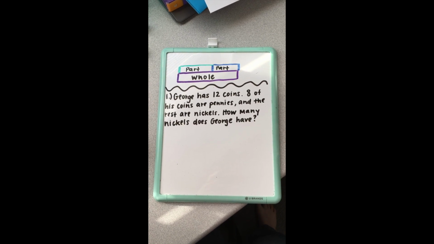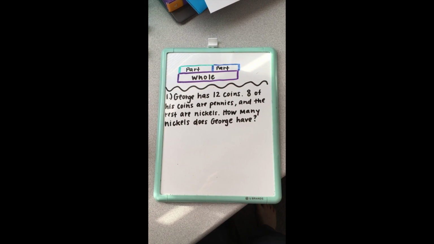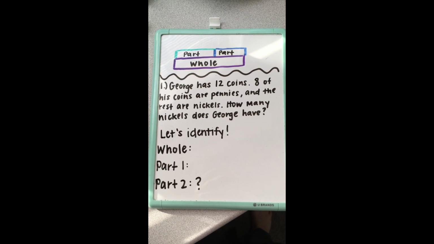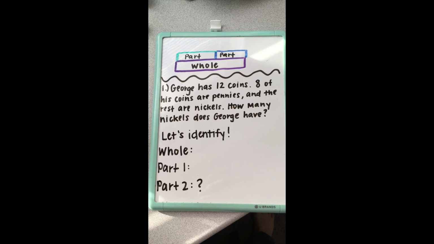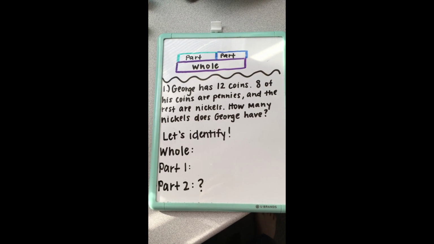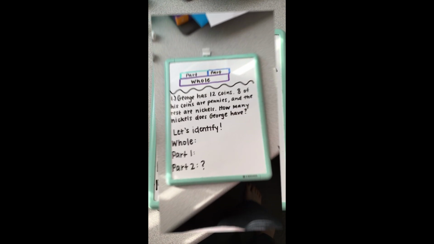So our first problem is: George has 12 coins. 8 of his coins are pennies and the rest are nickels. How many nickels does George have? The first step in solving part, whole problems is to identify the different aspects of the problem. So you want to encourage your students to first identify the whole and then the part 1, because we know the part 2 will be unknown.